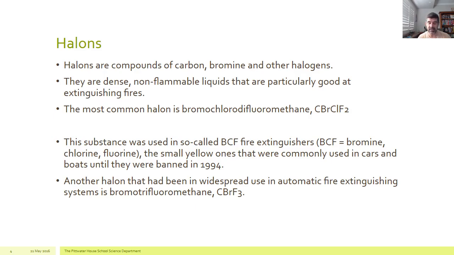And just before we leave this little study of isomers and CFCs, let's have a quick look at the halons. The halons were another problem group that affected the ozone layer, and they were bromines basically in place, the dominant halogen in place of the hydrogens in the carbon compounds. Halons were dense and non-flammable liquids, very, very good at extinguishing fires, and so they were often used in fire extinguishers. These BCF fire extinguishers, often you found those little yellow ones that were in cars and boats. But they too have been banned. 1994, they were banned.